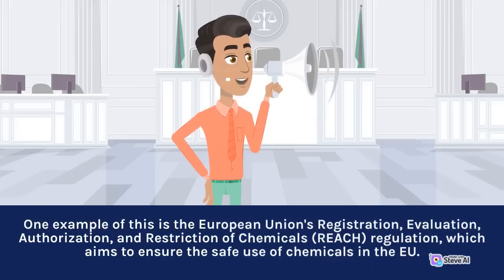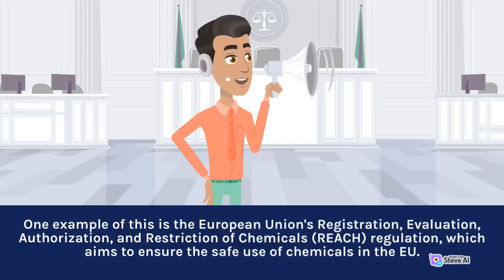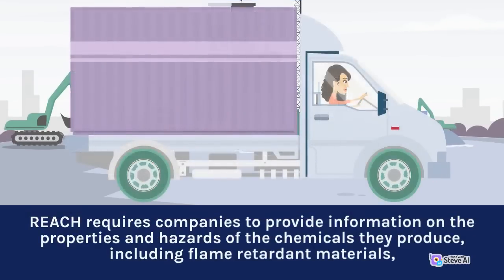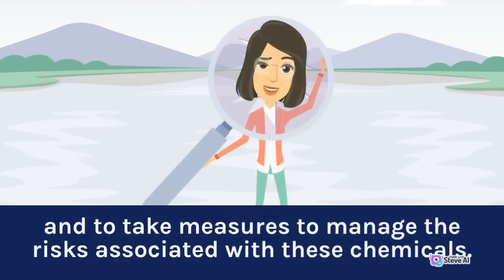One example of this is the European Union's registration, evaluation, authorization, and restriction of chemicals (REACH) regulation, which aims to ensure the safe use of chemicals in the EU. REACH requires companies to provide information on the properties and hazards of the chemicals they produce, including flame retardant materials, and to take measures to manage the risks associated with these chemicals.